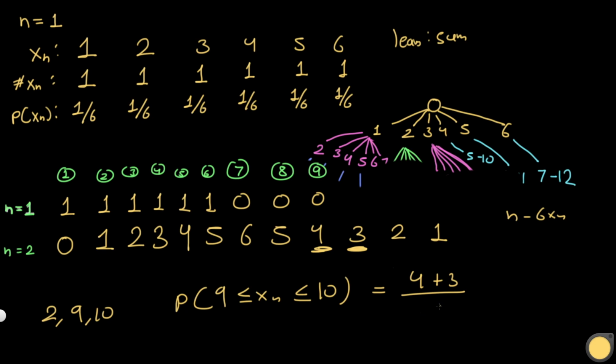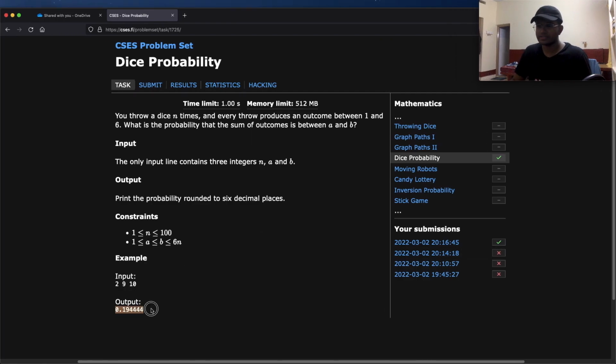So like I said, 6 to the power of n, which is 36. And this is going to give us 7 by 36. And when you convert this to a decimal, you're going to get the exact same value that's over here, which is 0.19444. Now let's actually try to get into what this looks like in code. And I did use Python for this, so let me just show you what that looks like.